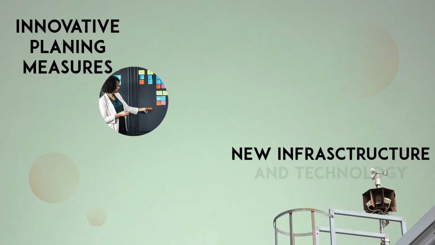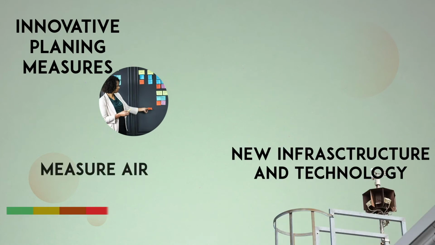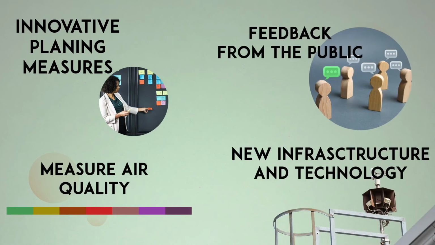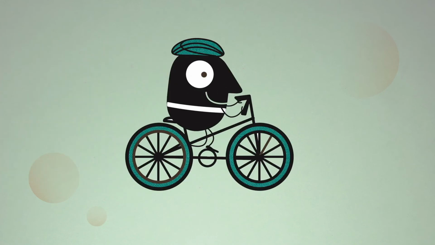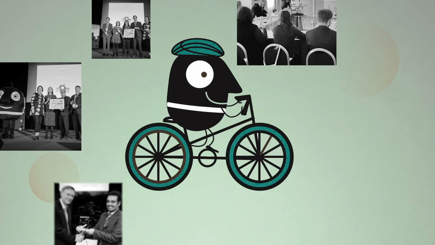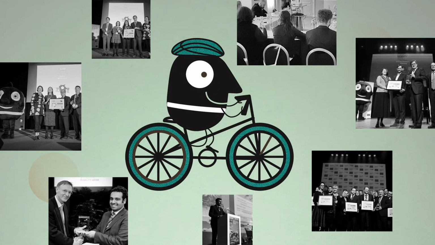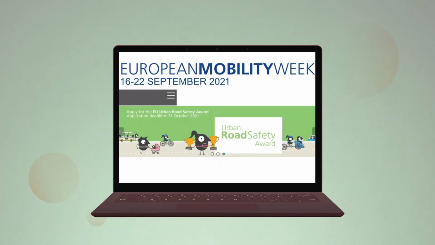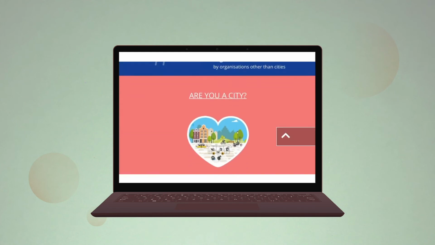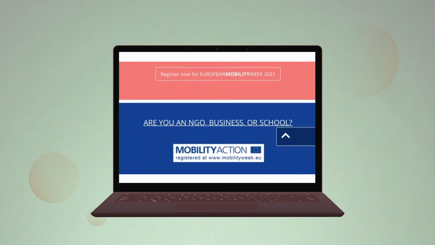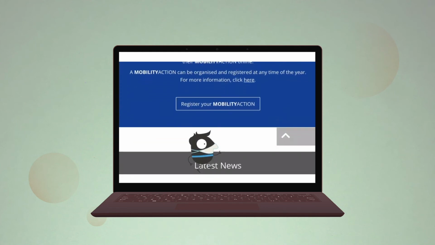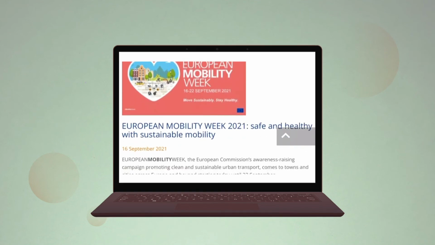Participating bodies are encouraged to try out innovative planning measures, promote new infrastructure and technologies, measure air quality, and get feedback from the public. There are the European Mobility Week Awards, which award local authorities that make significant efforts to promote sustainable urban mobility during the campaign. The website provides campaign resources that can be downloaded and used to promote the event, as well as communication toolkits and materials packages in a number of European languages.